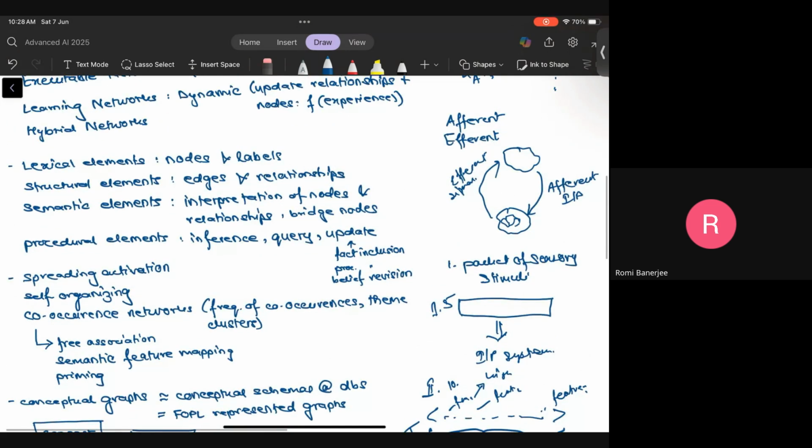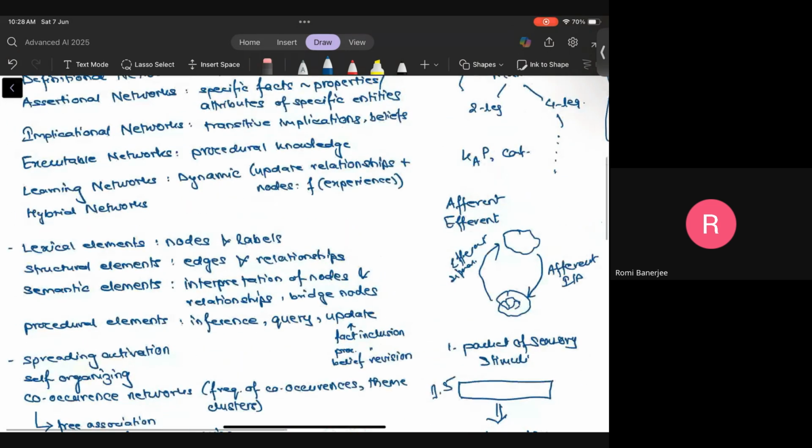Fine. So we were talking about different kinds of networks and potential data structures and activation patterns. Now, what are the basic components of a semantic network? You have nodes and labels, nodes meaning objects or concepts. Then you have edges and relationships, meaning how are these objects connected? Semantic elements, meaning the kind of rules that are going to be established that help you interpret this graphical network.